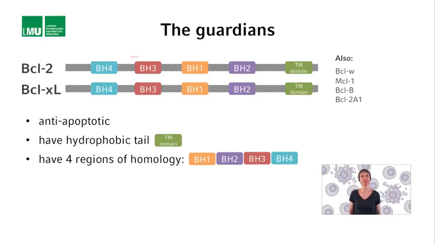The region of BCL2 including the BH3, BH1 and BH2 domain is also referred to as the receptor domain because it is required for the interaction between the guardians and the sensors.